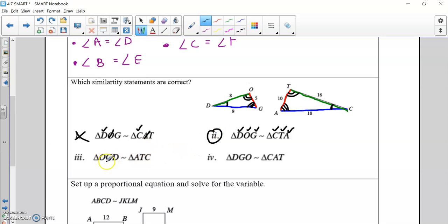All right, number 3, this option, OGD. So OGD and ATC. Does O match with A? O does not match with A, so this one is canceled right away. For this one, DGO. So does D match with C? It does. Does G match with A? It does. And does O match with T? Sure enough, it does. So this is the other one that is valid.